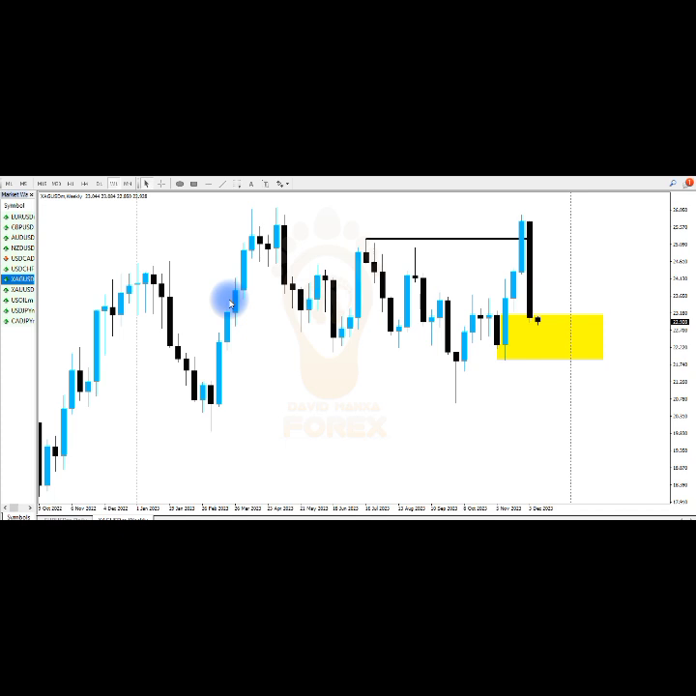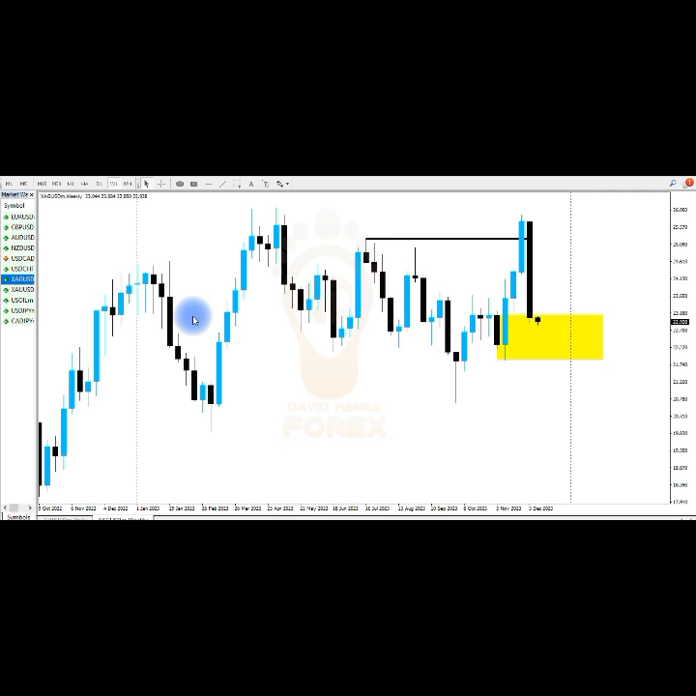So which is why it is very important that once you mark out demand zones like this, you don't just want to start trading them the moment price gets into them. You don't want to start buying them, or if it's a supply zone, you don't want to start selling the moment price gets into it. So the ideal thing to do as a trader is to find a means of confirming that level.